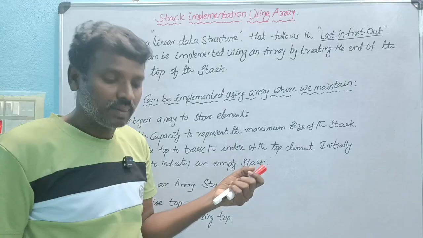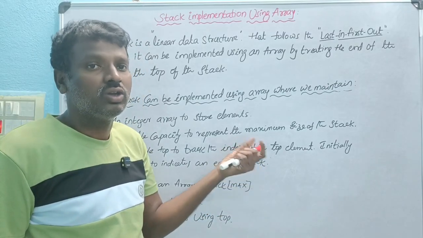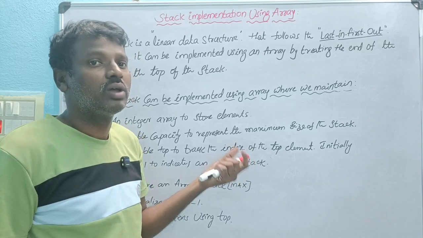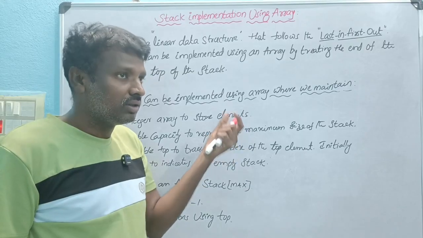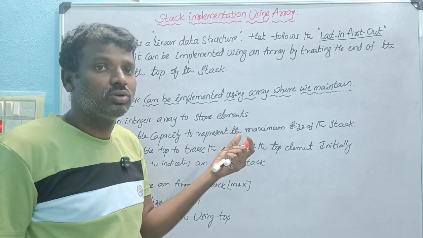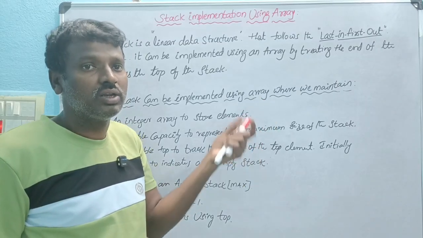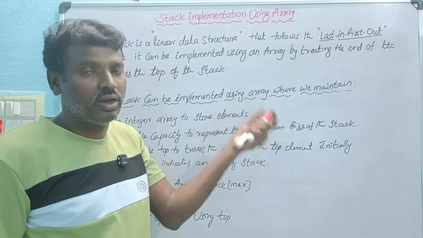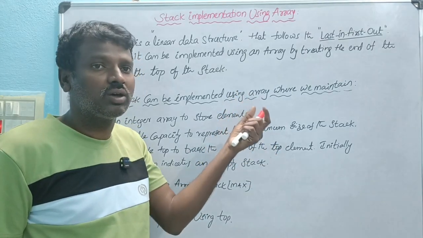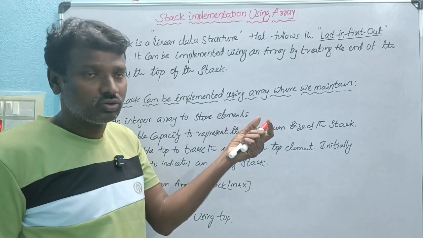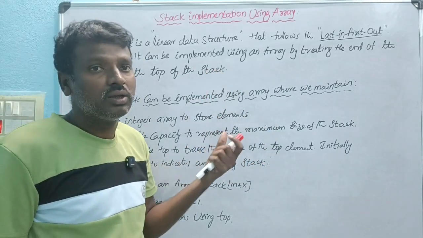So what is an array? An array is simple, it stores the elements contiguously. What is the meaning of contiguous? It means the elements are stored side by side, one by one. That is the difference between an array and a linked list. In a linked list, elements are not stored contiguously. So using an array, I am implementing the stack.